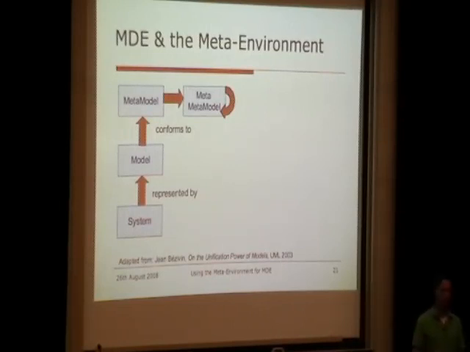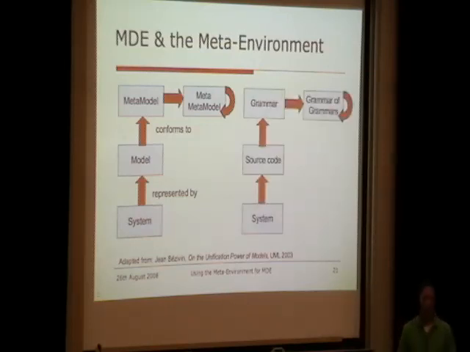This is a picture that's similar to the one that Adrian showed. And it shows how in model-driven engineering you have the system which is modeled by a model, and the model conforms to a meta model, and the meta model conforms to a meta model which conforms to itself. Now, if I match this to the meta environment, then you get this. We have a system, well, it's represented by some source code which conforms to a certain grammar, and the grammar conforms to the grammar of grammars. And now this may sound like a word trick or something, but in the meta environment this is actually so. I mean, our language for defining languages is just one of the languages in the meta environment.